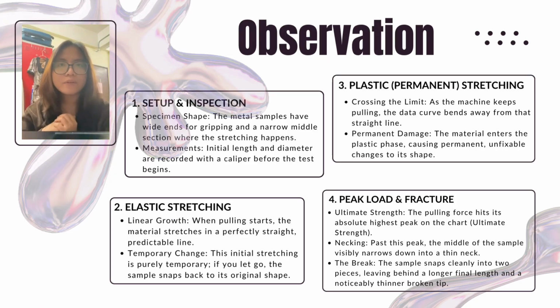So, hi everyone. First we have setup and inspection. The metal sample is wide at the ends for gripping and narrow in the middle where stretching happens. Before starting, we record this initial measurement with a caliper.